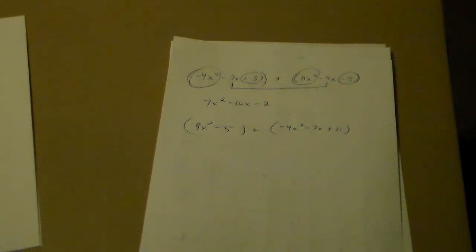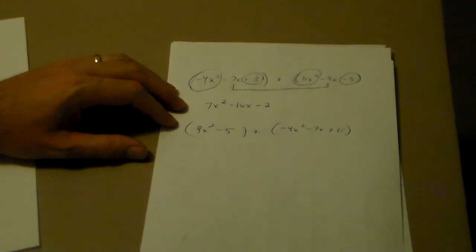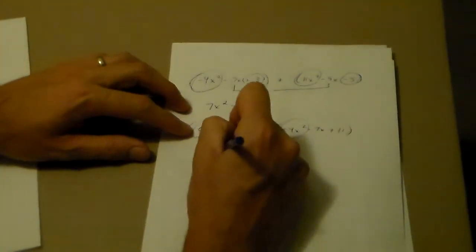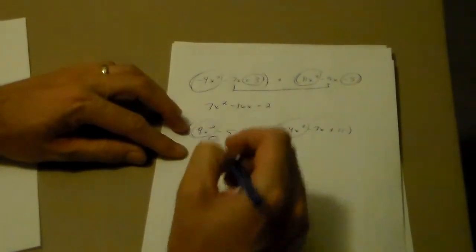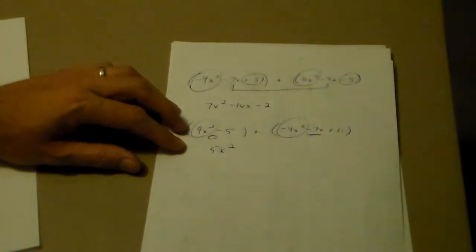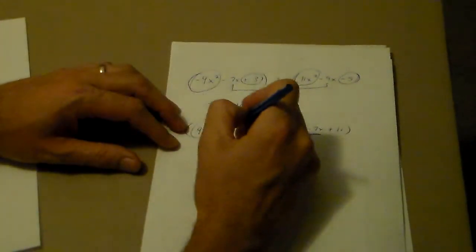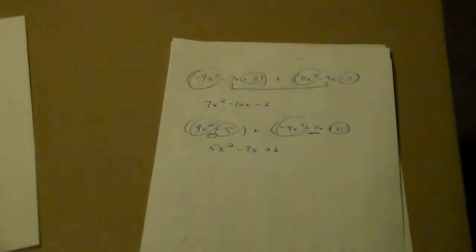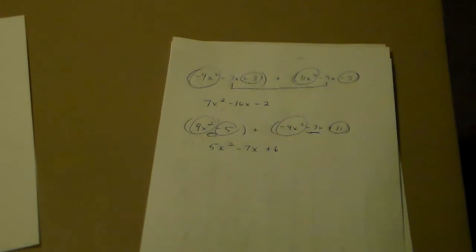Okay, so hopefully you paused the video. I'm going to add up our like terms here. 9x squared minus 4x squared is going to give me 5x squared. I don't have any x's here, but I've got negative 7 over there. I don't have anything to combine it with, so it stays negative 7x. And then negative 5 plus 11 is a plus 6. Okay, that's adding. You guys are like, we did this already. Yeah, but it's always good to review it. It's always good to take another look at it and make sure that it makes sense.